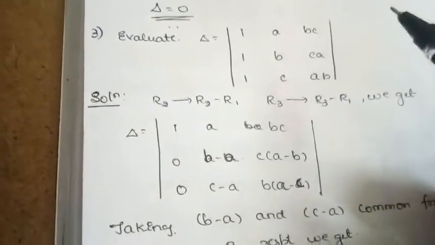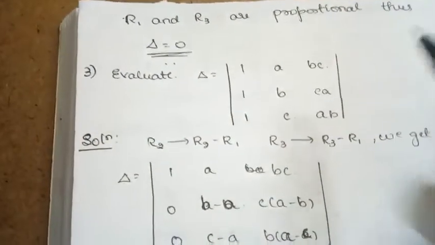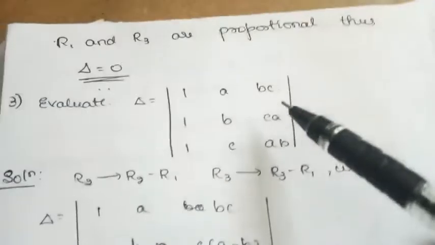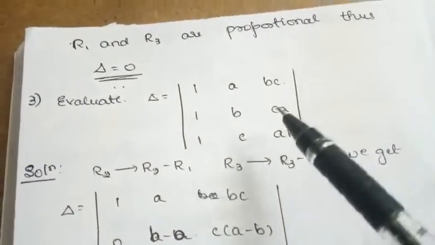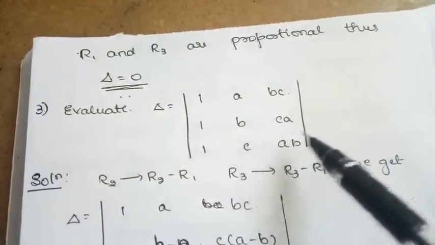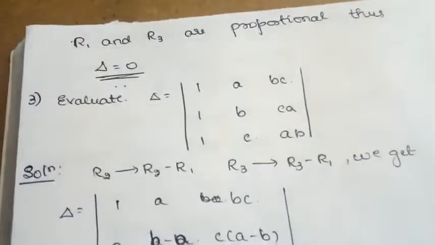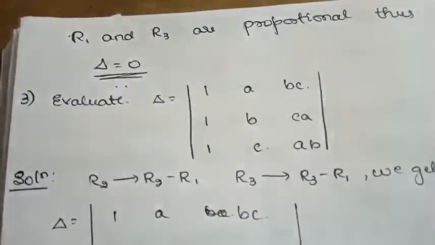So here is the next question. We need to evaluate this one. Again here they didn't mention without expanding or anything like that. So I am going with solving this problem. Here they have given this matrix. I am going first itself with the row operation, that is R2 minus R1. The whole R2 row is minus R1 and R3 minus R1. You can ask me how we come to know we need to use this type of operation.